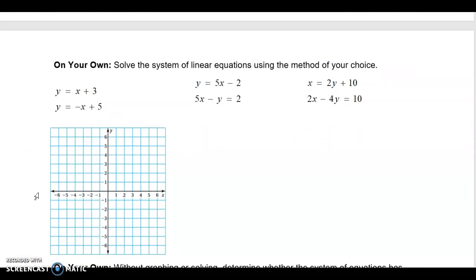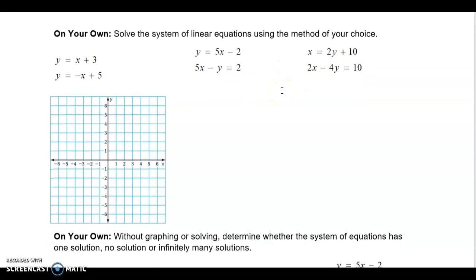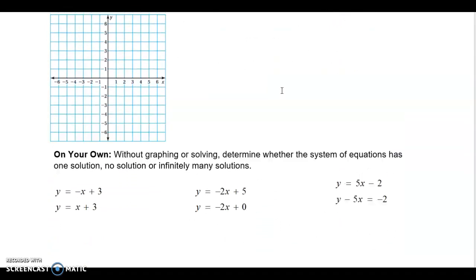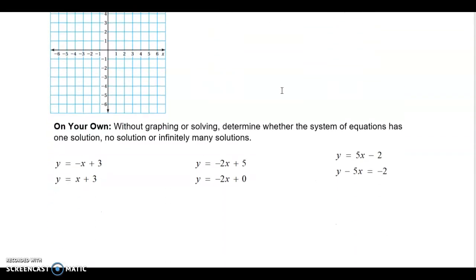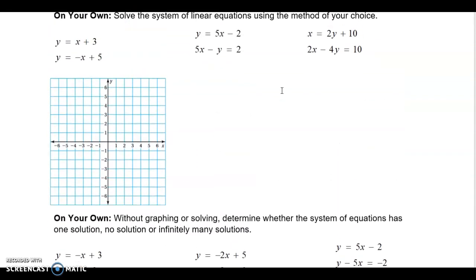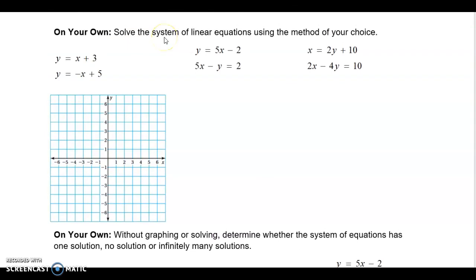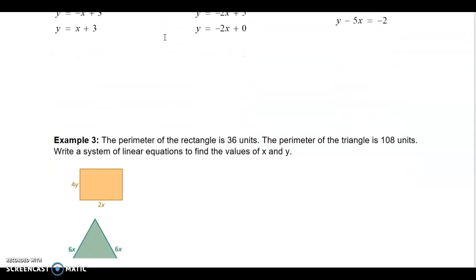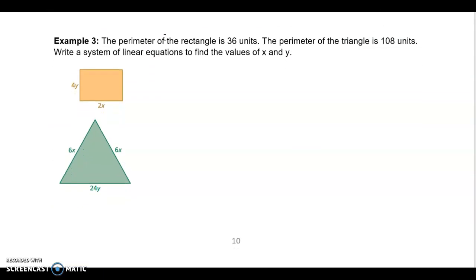Next page. Pay attention to what your teacher says as far as these. Either do them on your own or wait for class tomorrow, depending on your teacher. So we've got, looks like 6 on your own problems. The ones up here, we're going to actually solve. The ones down here, we're going to do without graphing or solving. So we're just going to use that information. Last one, let's go through this example 3 together.